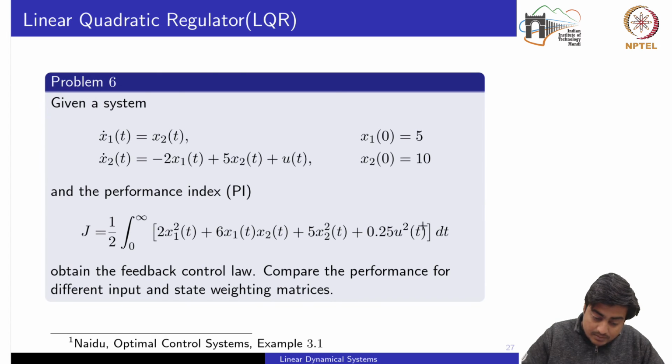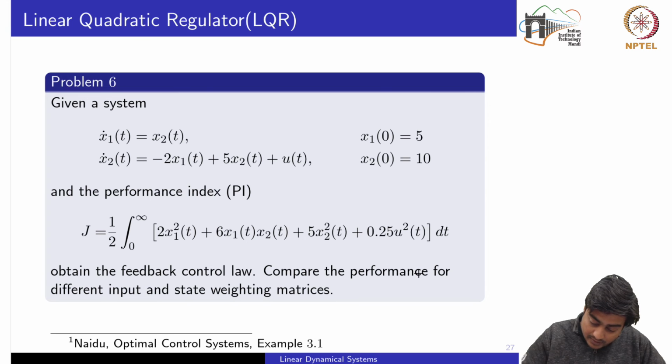So the last problem is about the linear quadratic regulator problem. So we are provided this state space system, which is a single input and two state system, and the performance index is now given as here. So far we have considered the performances as the stability or the tracking. Now here the performance index is given with this particular cost function, and we want to obtain a feedback control law which minimizes this performance index. This is the first part.